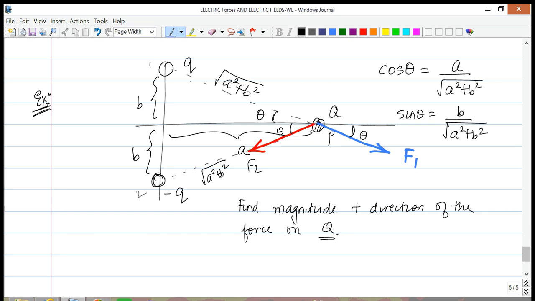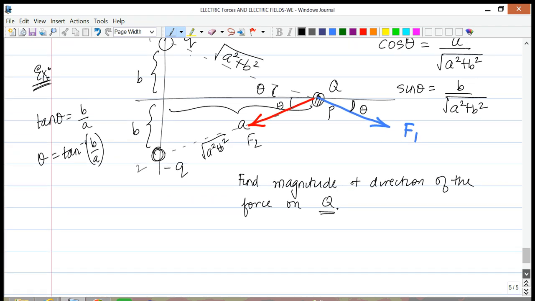Once again, I'm not finding theta directly, because if we were to find theta, I would do something like this: tangent of theta would be equal to B over A, and so theta would be equal to tangent inverse of B over A. Then when I write my components, I would have to do cosine of tangent inverse of B over A, or sine of tangent inverse of B over A, which is a very messy thing to deal with. These expressions are much easier to deal with. So now that we have this, let us proceed.